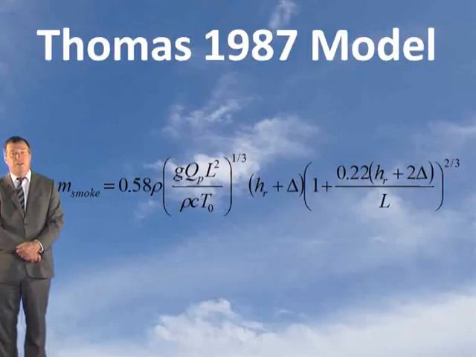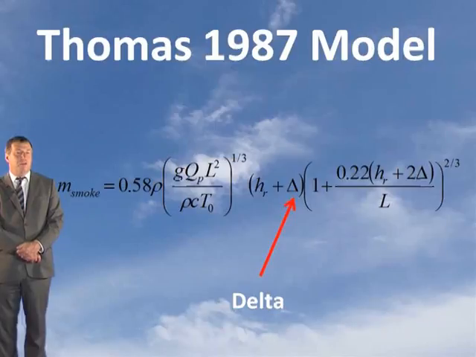The Thomas 1987 model contains a variable labelled delta. The model treats the spill plume as if it rises from a virtual line source of 0 width at a distance of delta metres below the spill edge. We'll look at how delta is calculated in a moment.